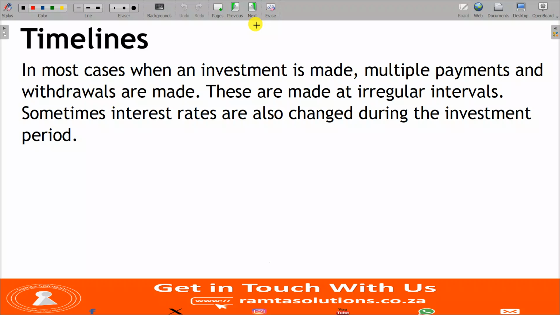Timelines will assist us in addressing situations where there are what we're going to call disturbances. What are disturbances? Payments, deposits, and withdrawals. Another disturbance could be a change in the interest rate. We're going to come back to this later, but let's address something before we come back to this.